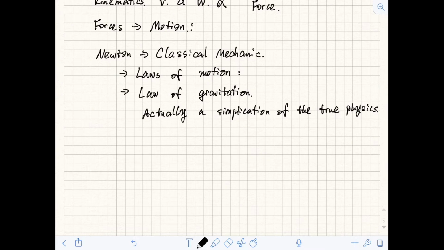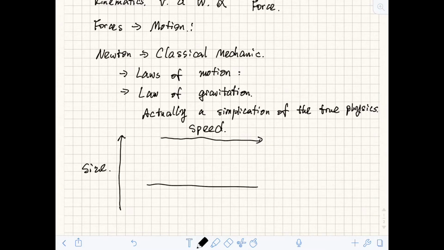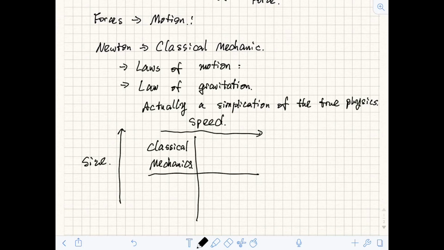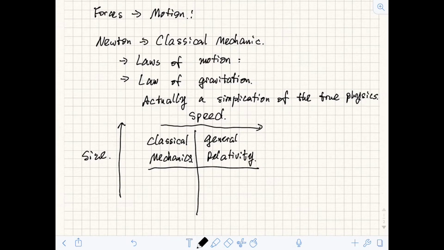But on a grander scale, okay, if we have a scale of size and a scale of speed, really we have four quadrants. We really have four quadrants of mechanics. So for classical mechanics, it really fits in at a slower speed. Whereas if we approach the speed of light, we have to use general relativity, which was devised by Albert Einstein. So when we say higher speed, this is very close to the speed of light.